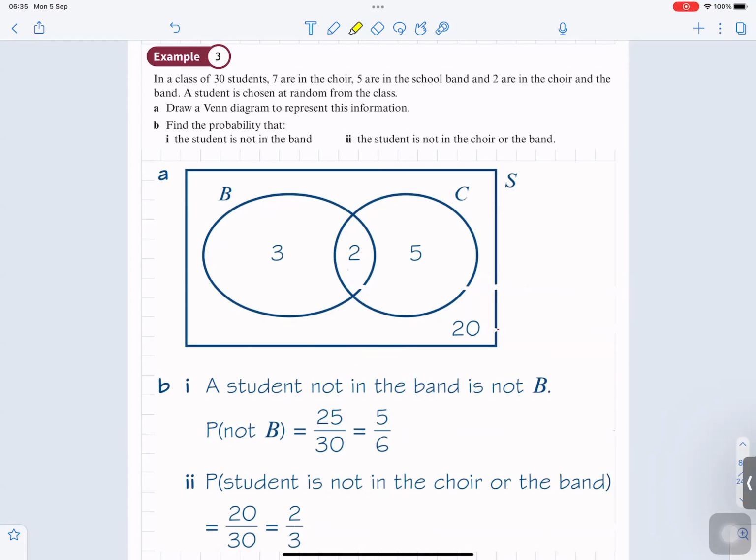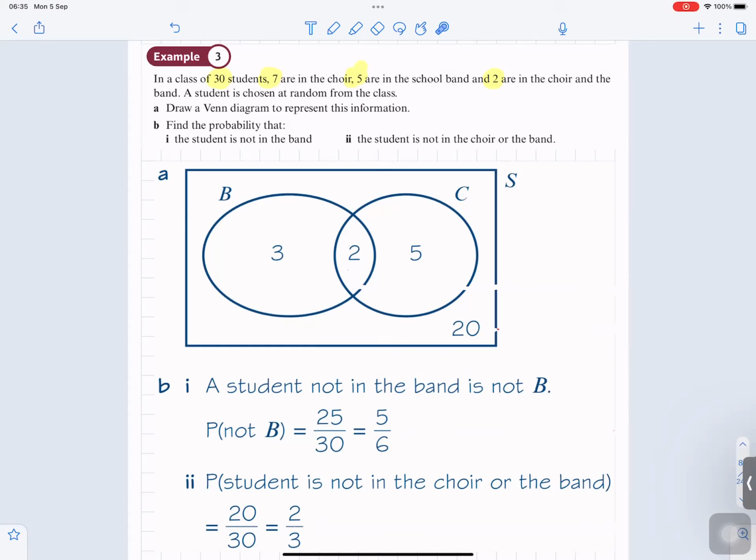In a class of 30 students, 7 are in the choir, 5 are in the school band, and 2 are in the choir and the band. A student is chosen at random from the class. Draw a Venn diagram to represent this information. Part B, find the probability that the student is not in the band and the student is not in the choir or the band.